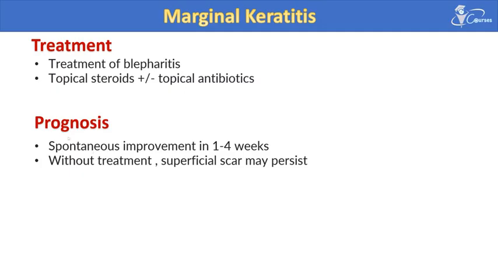Okay, for the prognosis of marginal keratitis, it will improve within 1 to 4 weeks. And without treatment, sometimes it can cause subepithelial haze, and a subepithelial scar may persist, denoting the location of the previous infiltration. So it is usually a self-limited condition, but you just give the treatment, steroids, with or without topical antibiotics, because whenever there is epithelial breakdown, you give topical antibiotics. So the topical antibiotics here are not for the staphylococcal toxin, but to avoid secondary infection of the epithelium after epithelial breakdown.